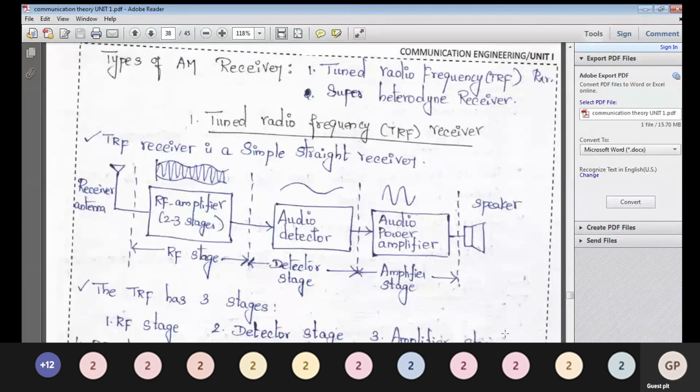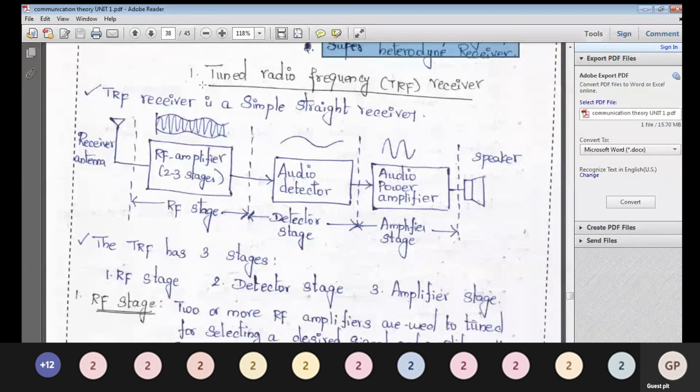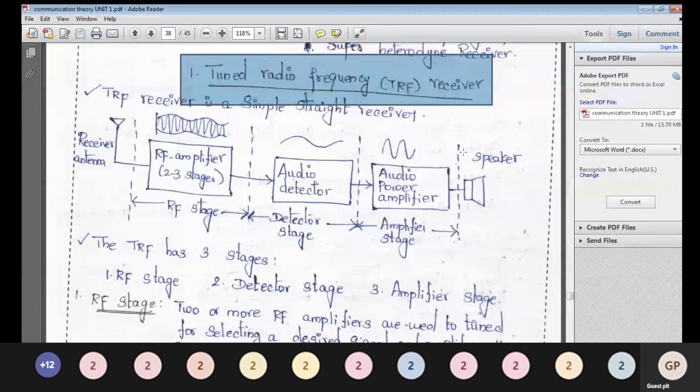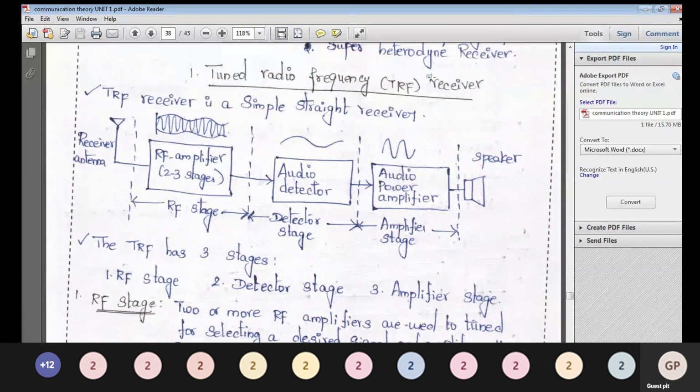So here we have two types of AM receivers. First one is the tuned radio frequency receiver. Second one is the superheterodyne receiver. First, the tuned radio frequency receiver. See the title of the receiver: the receiver is tuned to one particular radio frequency, so it is called a tuned radio frequency receiver. It is a simple and straight receiver. Here we don't have any indirect method. It is straightly receiving the signal.